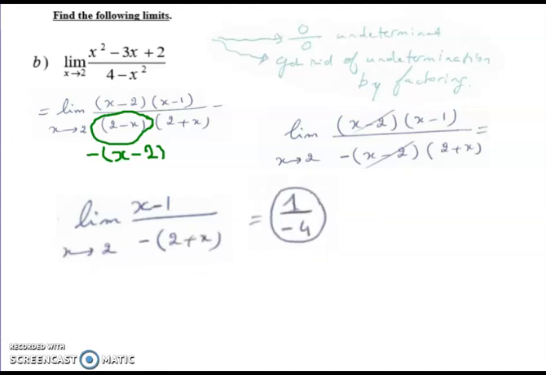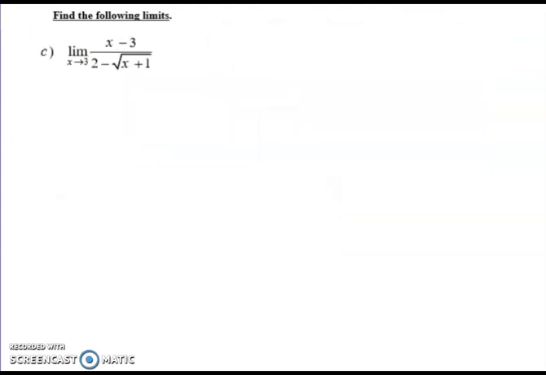In this part, we don't have asymptotes because the limit of the function as x tends to a constant is not infinity. It's a constant. In this part, we have also a rational function, and we want to study the limit of this function as x tends to 3. If we replace x by 3 in the numerator, we have 0. In the denominator, we have 2 minus radical of 4, which is 2 minus 2. It's also 0. We have 0 over 0, which is undetermined.